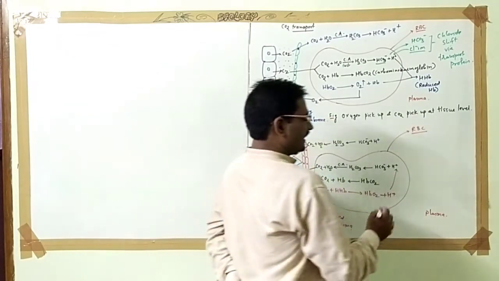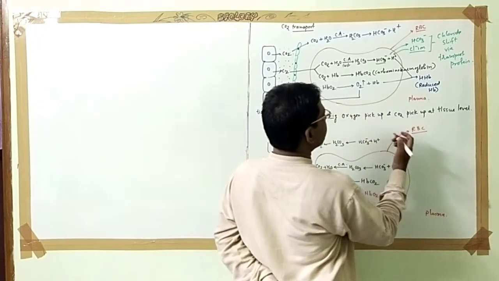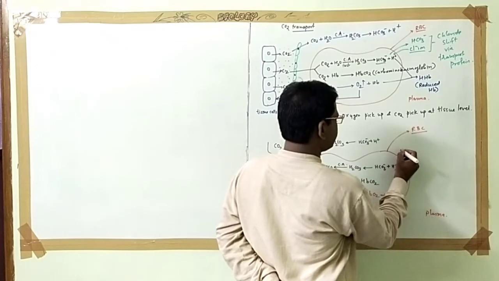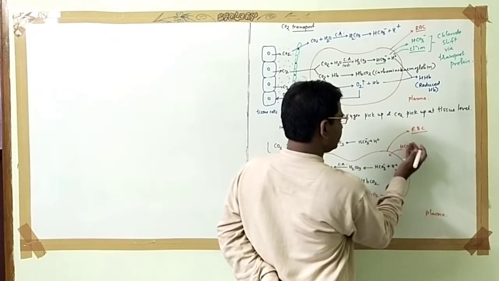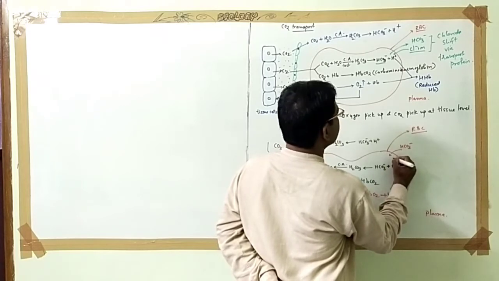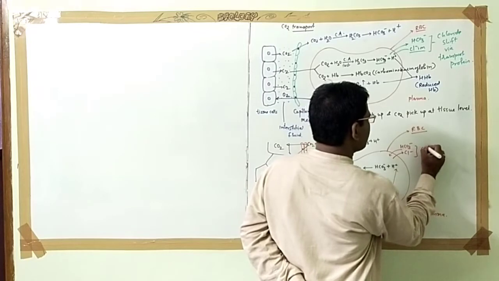Here is again the chloride shift. CO2. Chloride shift: HCO3 that comes in and Cl that goes out is called chloride shift.